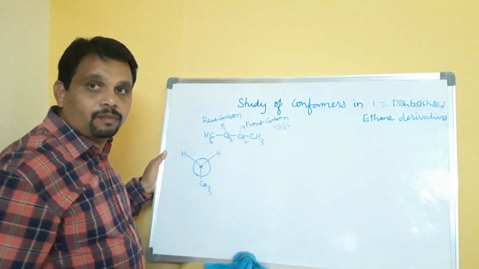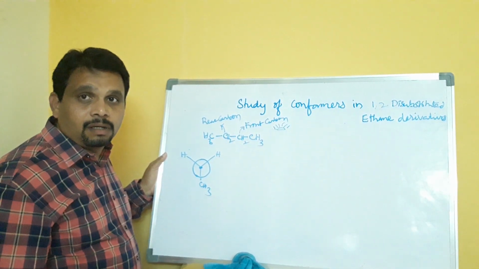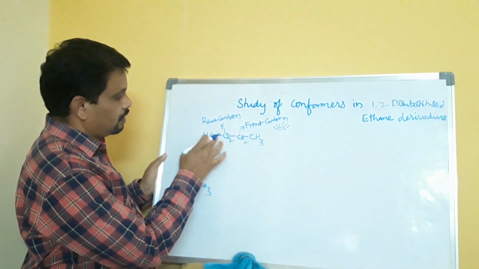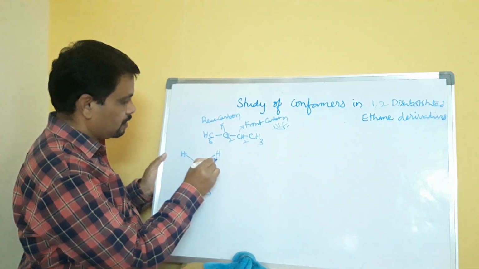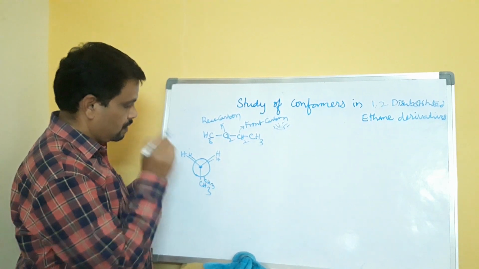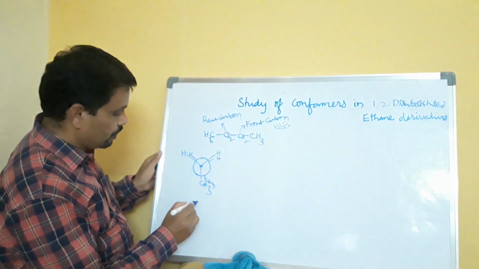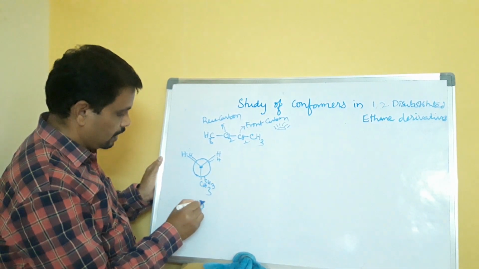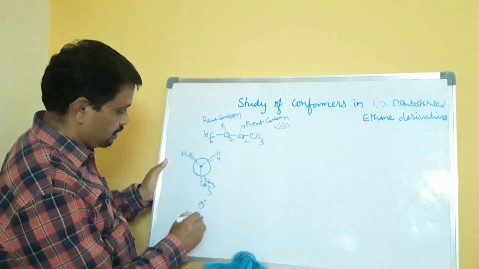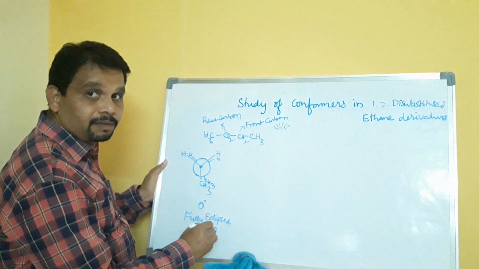Okay, so these three bonds have bond angle 120 degrees. Okay, and what about the next one? The same one is, so this is rear carbon. So at 0 degrees, okay, at 0 degrees, that means this is fully eclipsed conformer.